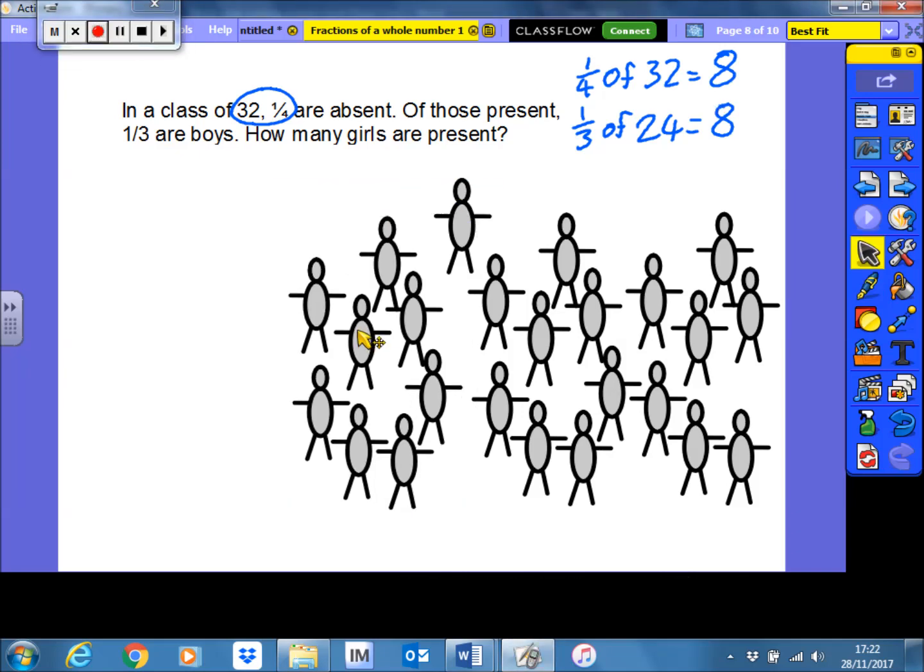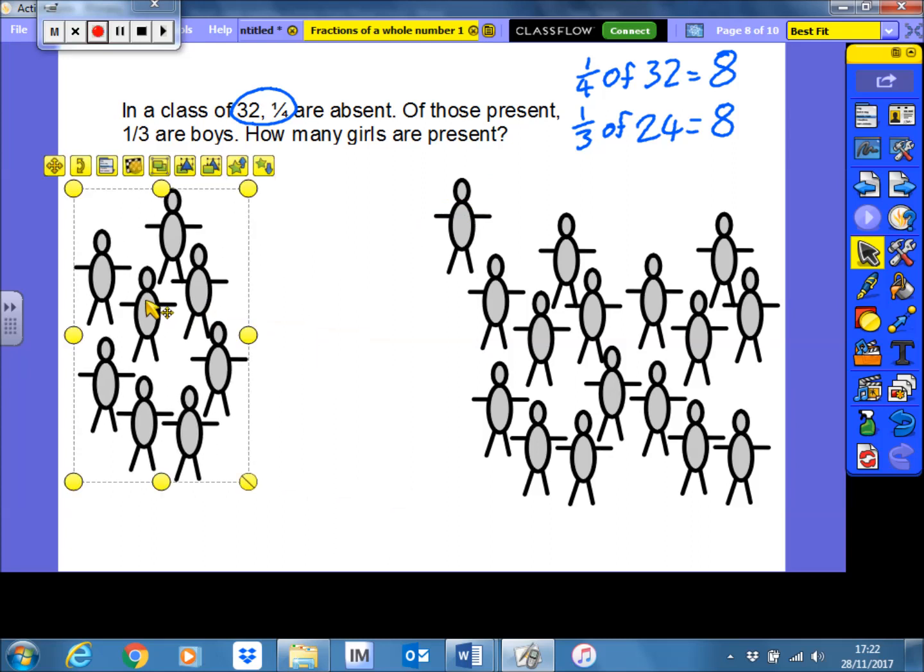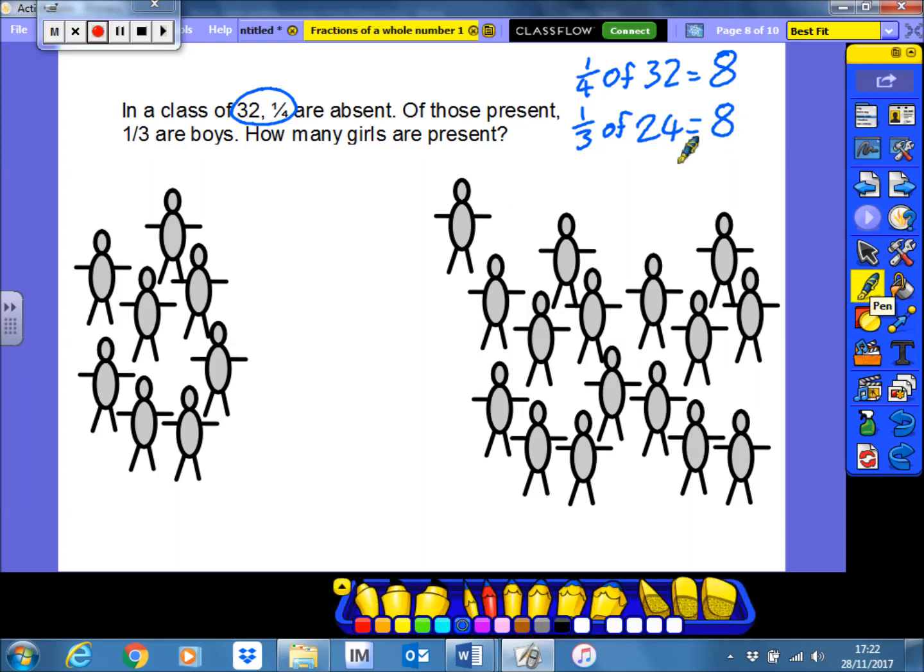So I'm going to take this 8 and move them aside there. That's the boys. Whatever is left are girls in this case. So I know that there were 24 in the class, but 8 of them are boys, which means that the remainder, which is 16, those are girls. So all of this lot in this class are girls, all of this lot are boys.